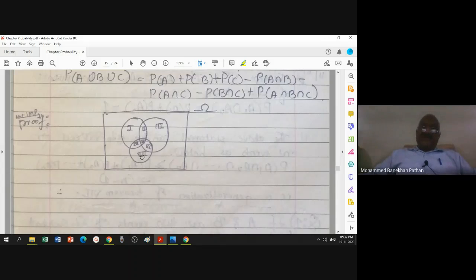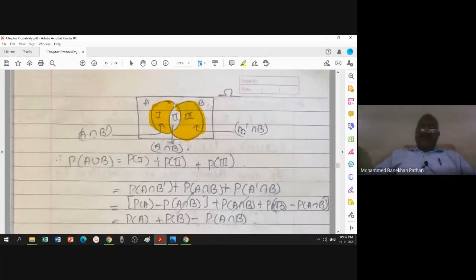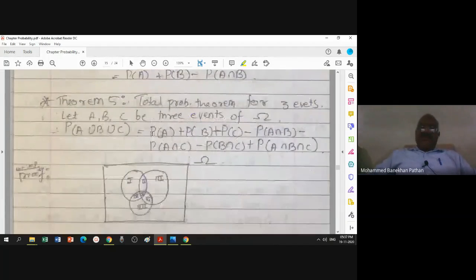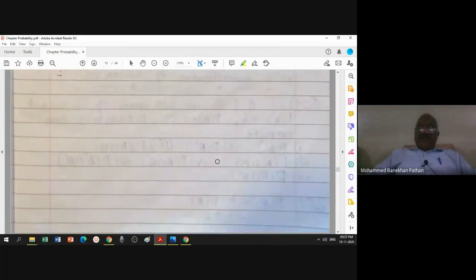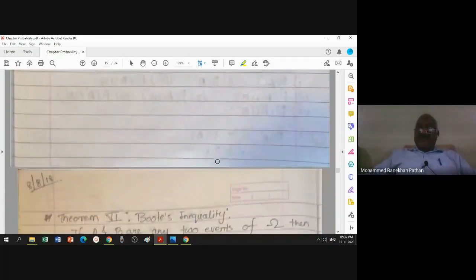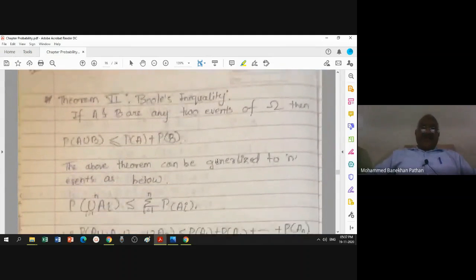And after that, follow the method of this type of notation and you will get the right side of the proof. I can keep this as homework for everybody and try to get it. If you do not get it, we can discuss it. The next theorem is Boole's inequality.